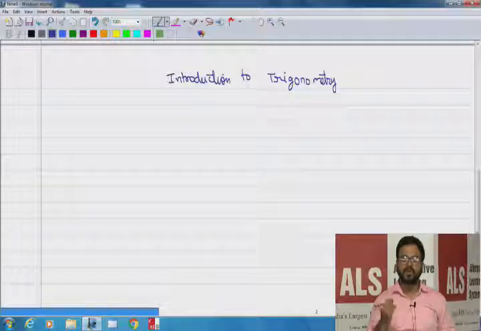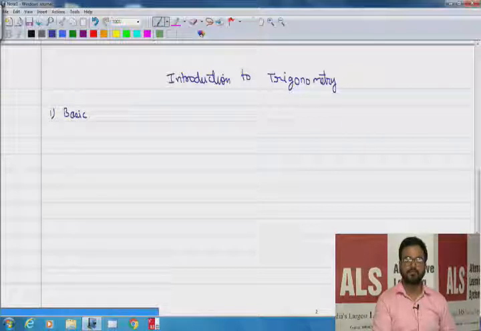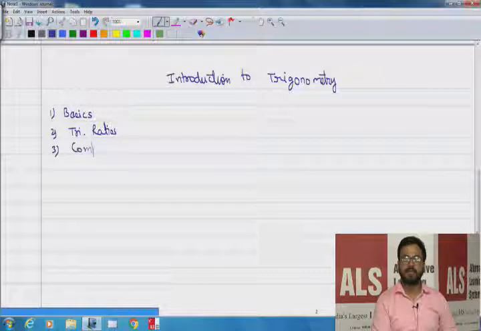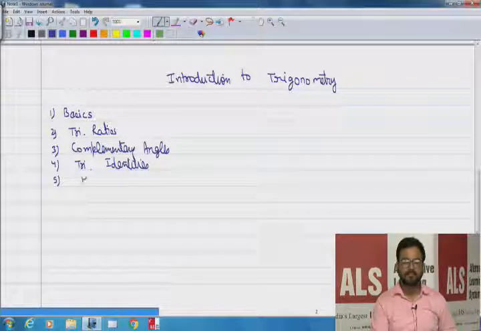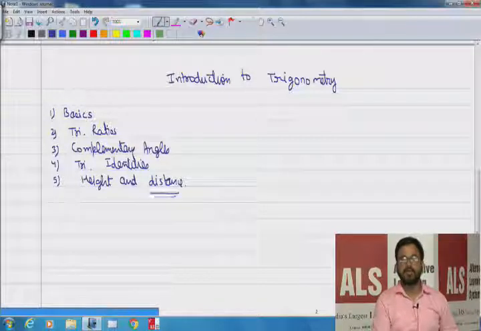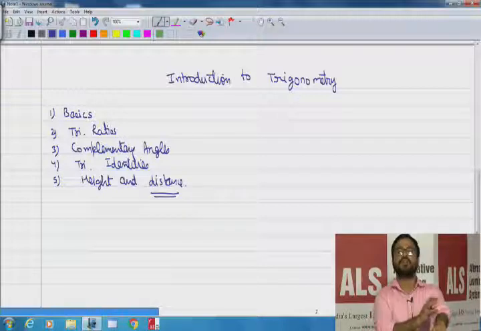So in this chapter we are going to cover these things. What will we cover? First, the basic concepts of trigonometry, then trigonometric ratios, then complementary angles, fourth we are going to do trigonometric identities, and in the last part we will do the application of trigonometry, which is also known as height and distances, like in the real world how trigonometry is applied to solve questions related to height and distances.